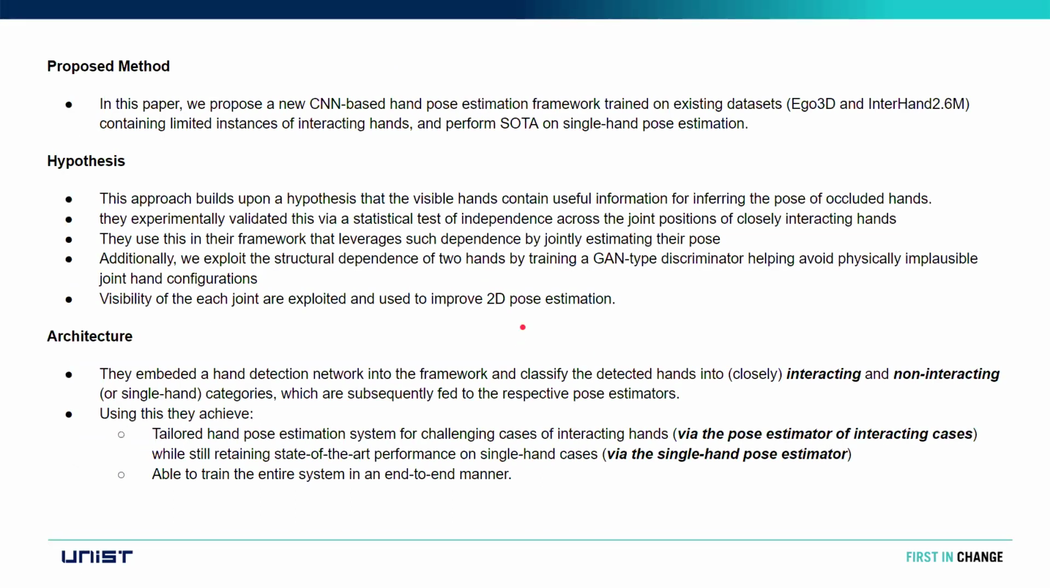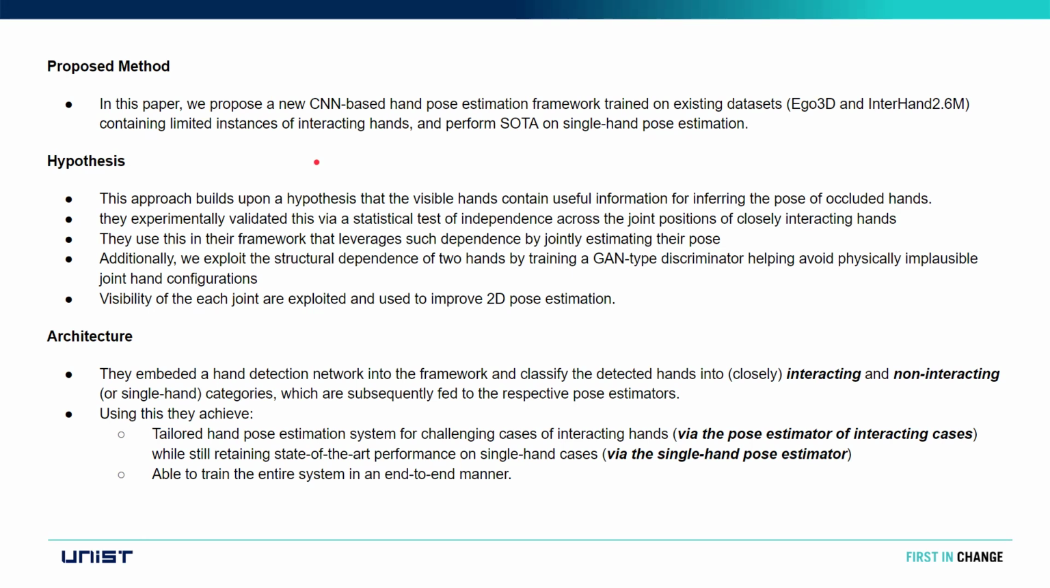In this paper, they propose a CNN-based pose estimator framework, and they train it on the existing datasets mentioned. The result of this method is state of the art on single hand pose estimation and also on interacting hands.